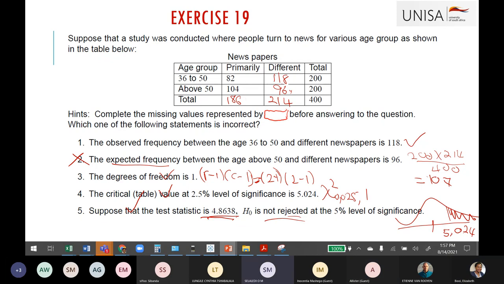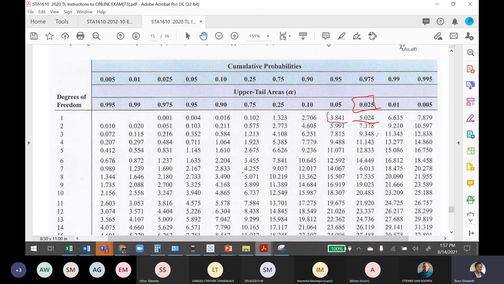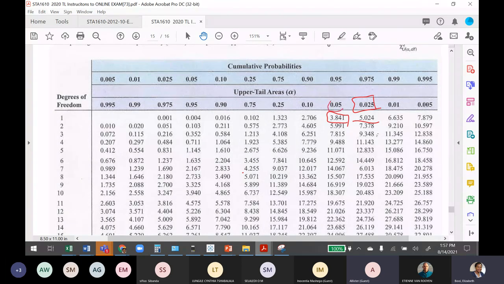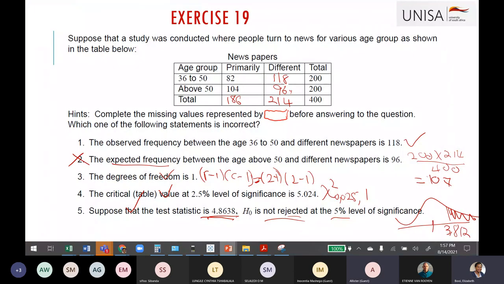Is it not that the critical value is different because we're at 5% for that one, not 2.5%? You are right. The critical value is different. So let's go find the critical value at 5%. At 5%, degrees of freedom is one, it's 3.812. Unless they made a mistake with the percent, our 4.18 falls in the rejection area, so it cannot be. So this one also is incorrect. So you have two incorrect answers on this question.